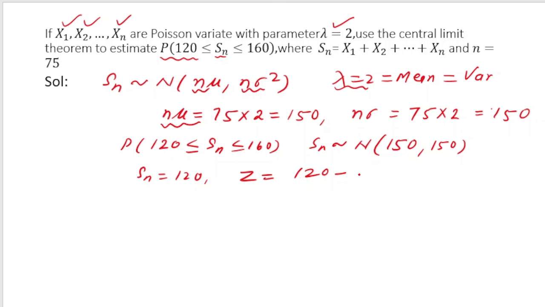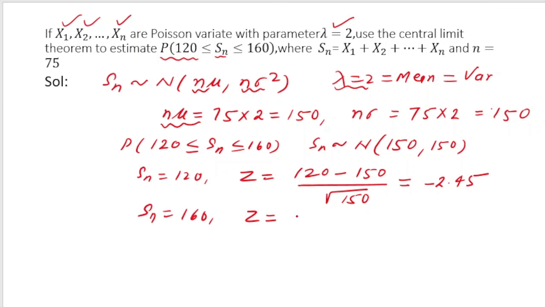So it is 120 minus mu, that is 150, divided by sigma. So this is sigma square, so I will write under root 150. So if you do this evaluation, you will get minus 2.45. I would suggest you to do this. And if Sn is equal to 160, the z will be what? Z will be 160 minus mu, that is 150, divided by the square root of the variance, meaning the standard deviation, so under root 150, and if I calculate, this value will be equal to 0.82. Let us verify whether it is correct or not.